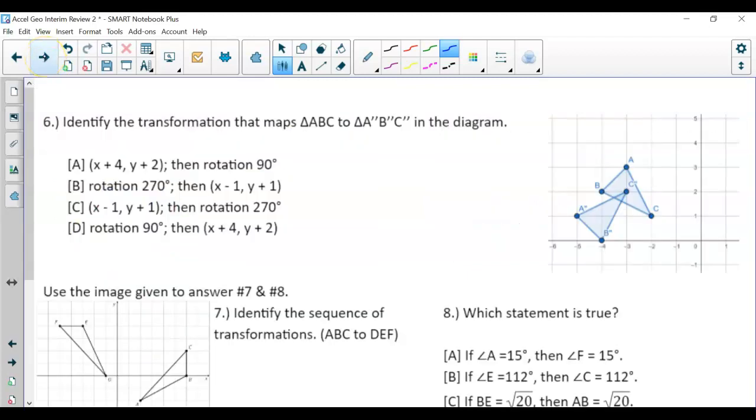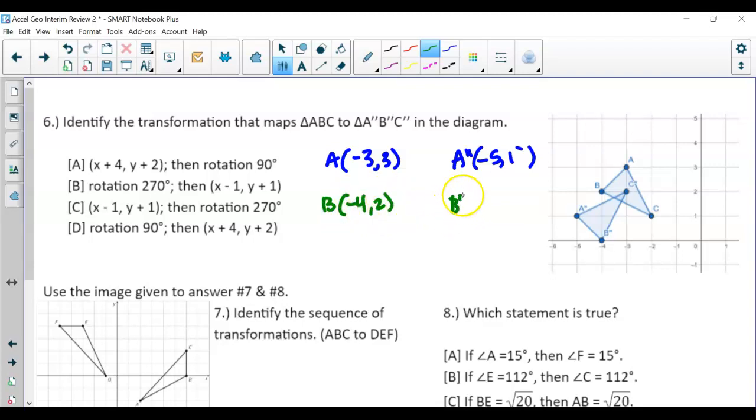So then question 6, we're looking to see which of the transformations. So here we're going from A, which is at -3, 3, to A double prime, which is now at -5, 1. Then B, just to double check, right? Using the coordinates, B is at -4, 2, and B double prime is at -4, 0.